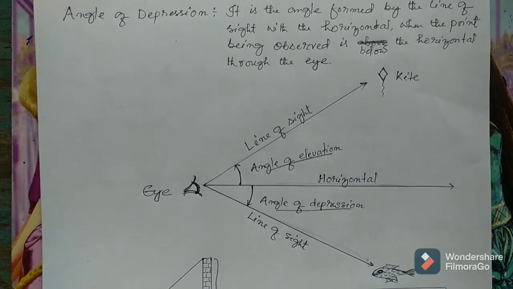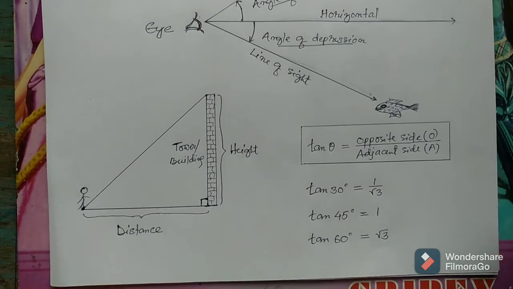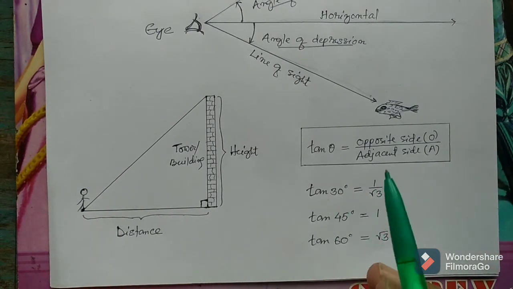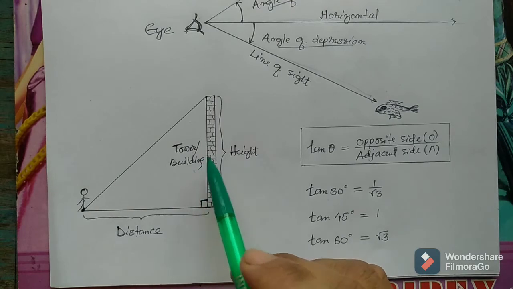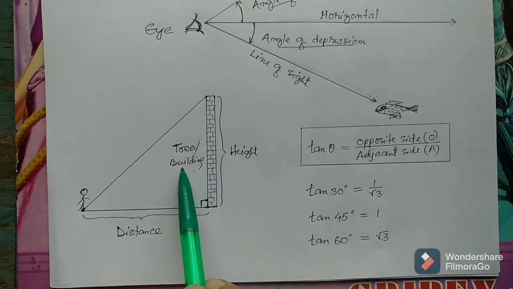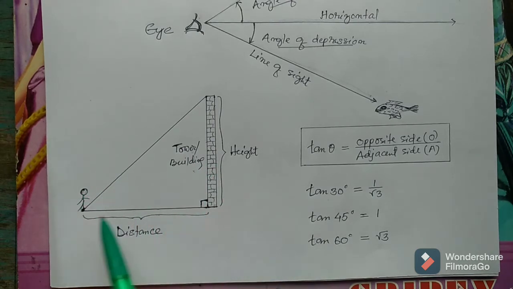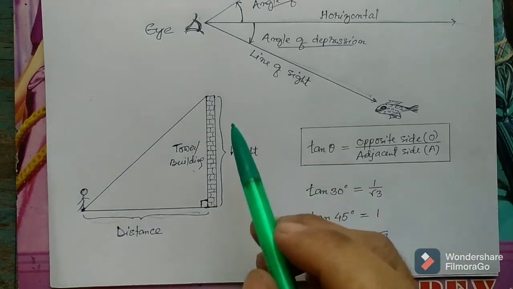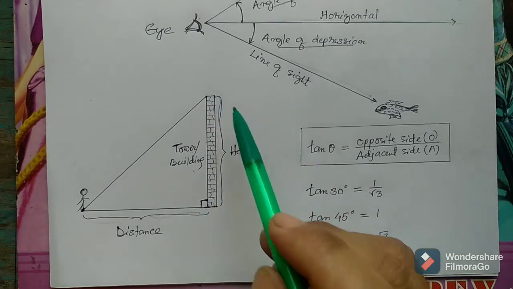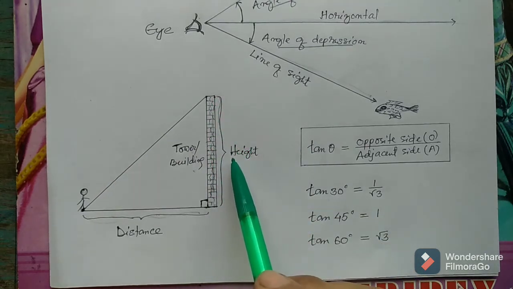Before we go further, in this chapter, which is in this exercise, height and distance, any structure like a building or tower will be considered to be perpendicular to the ground level. Let's say this tower or building, and here is a man standing at some distance from this tower. The distance between this man and this structure gives distance, and by height we mean how tall this structure is.